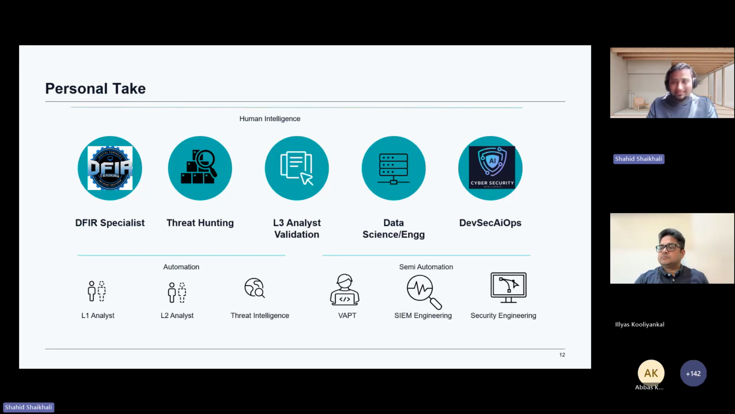However, roles such as L1 and in the near future L2 are likely at risk. These functions are increasingly becoming automated, and AI may soon take over much of their workload. Other roles, such as VAPT, SIEM engineering, and security engineering, won't disappear, but they will evolve, becoming semi-automated, maybe with AI assistance. In short, the message is clear. L1 and L2 analysts must upskill and achieve a niche, either in DFIR or threat hunting, become an L3, or pivot into DevSec AI Ops maybe. But they need to upskill or they risk becoming obsolete in the new AI-augmented world.